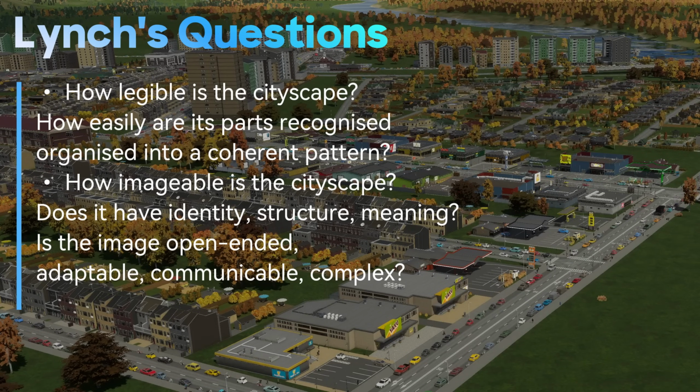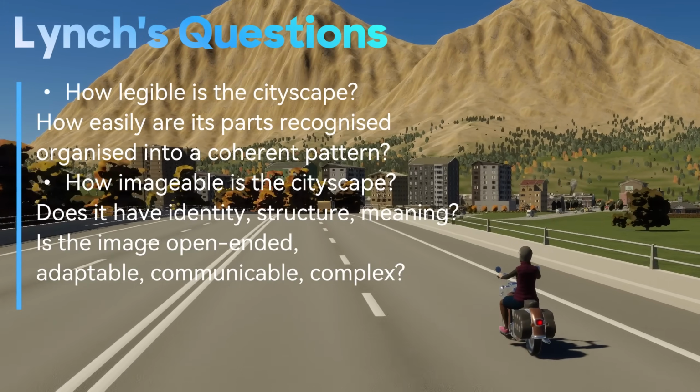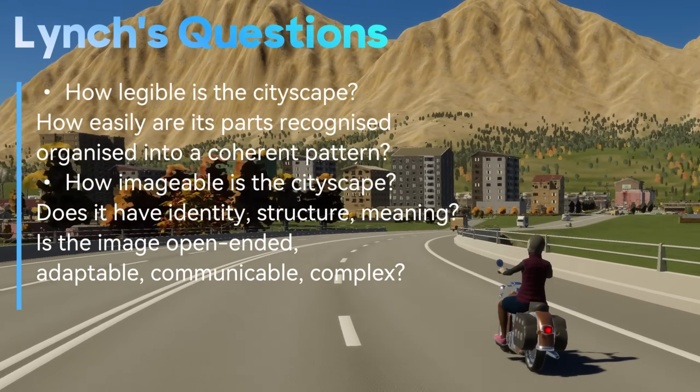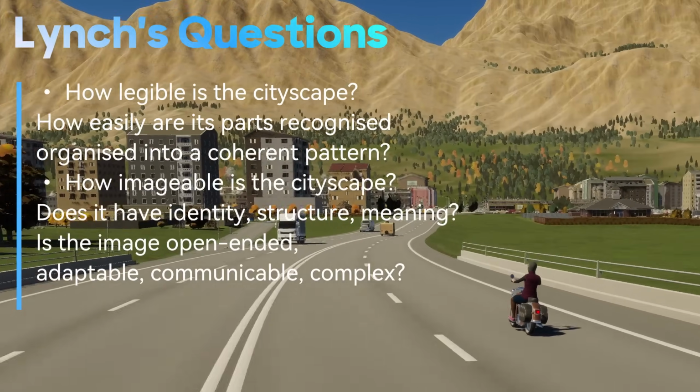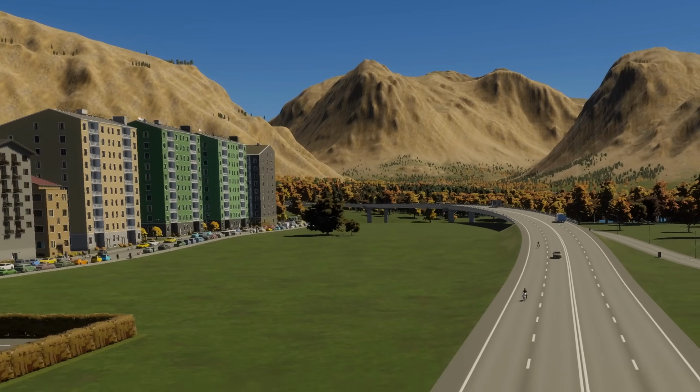How imaginable is the cityscape? Does it have identity, structure, meaning? Is the image open-ended, adaptable? Is it complex? Can you communicate it? We must learn to see the hidden forms in the vast sprawl of our cities.